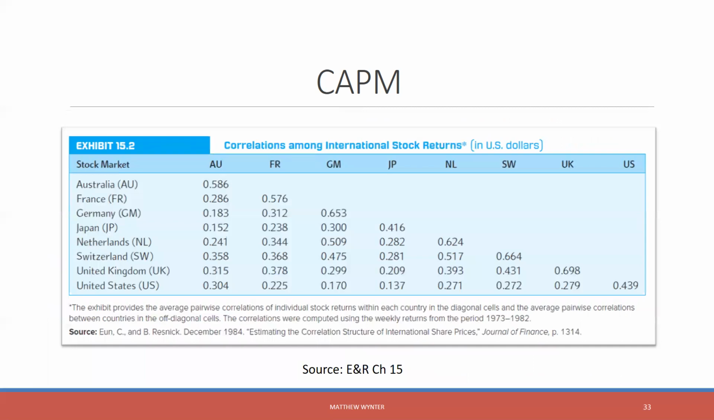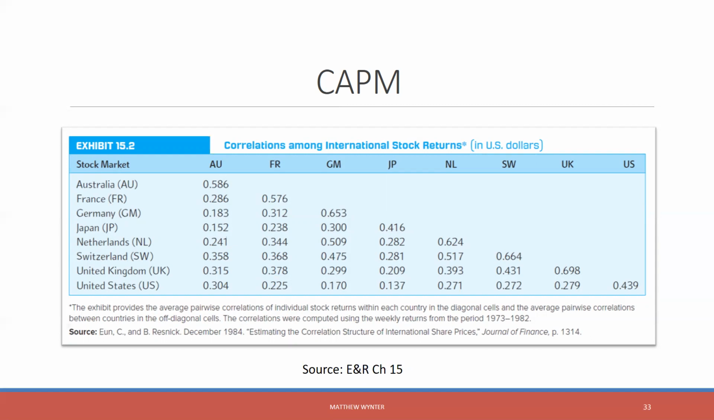Let's take a look. So this is an exhibit from chapter 15 of the book. It's a cutout from this Journal of Finance article written by Yoon and Resnick. What's the key takeaway? Notice how if you look across, so let's use the United States. If you look across the United States, you can observe that there's large cross-sectional differences in correlation. So you can see that the US has its lowest correlation with Japan and its highest correlation with Australia.